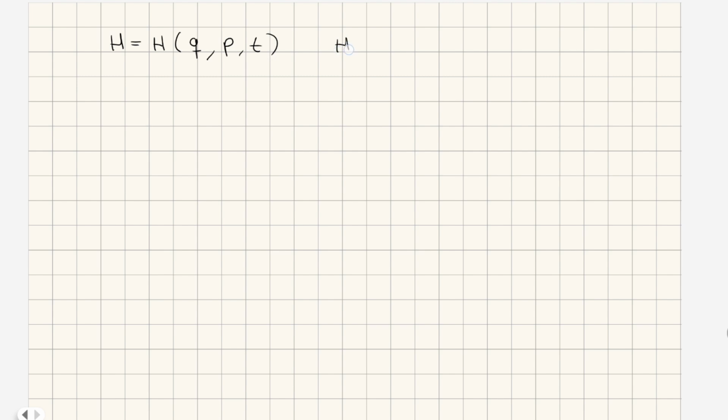In a more general way, we can establish that we have n q's, like q1, q2, all the way up to qn, then p1, p2, all the way up to pn, and the time, where remember that these p's correspond to the conjugate momenta of the q's. So this is the general expression for a Hamiltonian function.